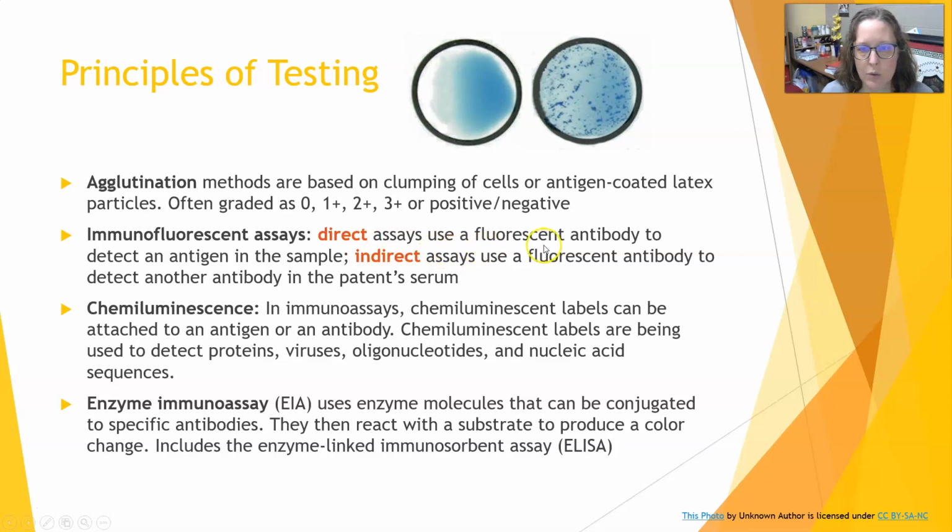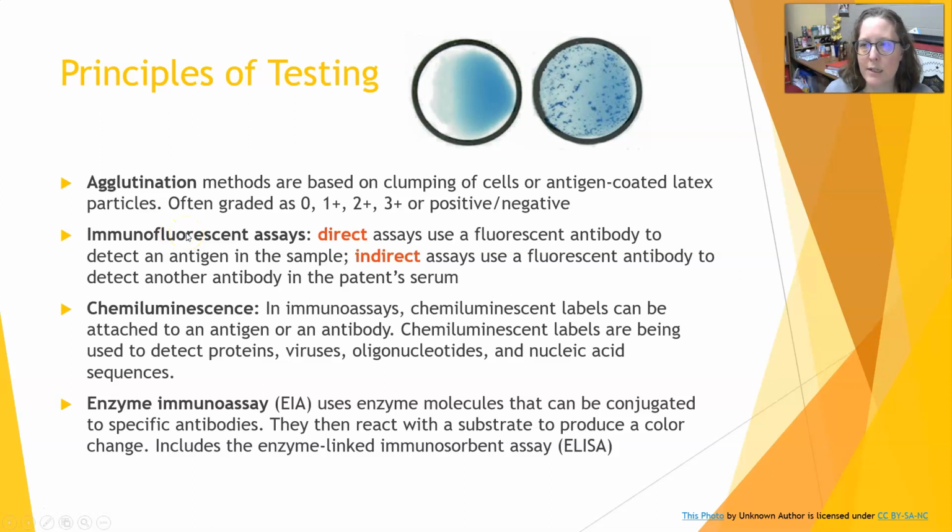Next, an immunofluorescent assay. Direct assays will use a fluorescent antibody to detect an antigen in the sample, and indirect assays will use a fluorescent antibody to detect another antibody in the patient's serum. So either way, you're using fluorescence.